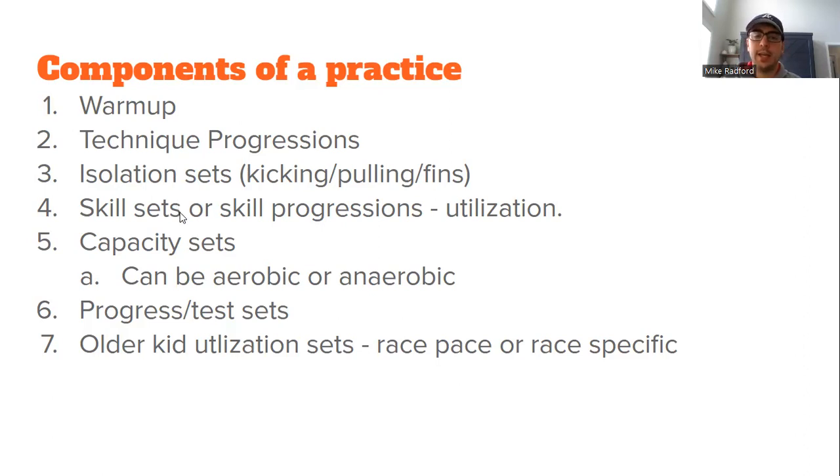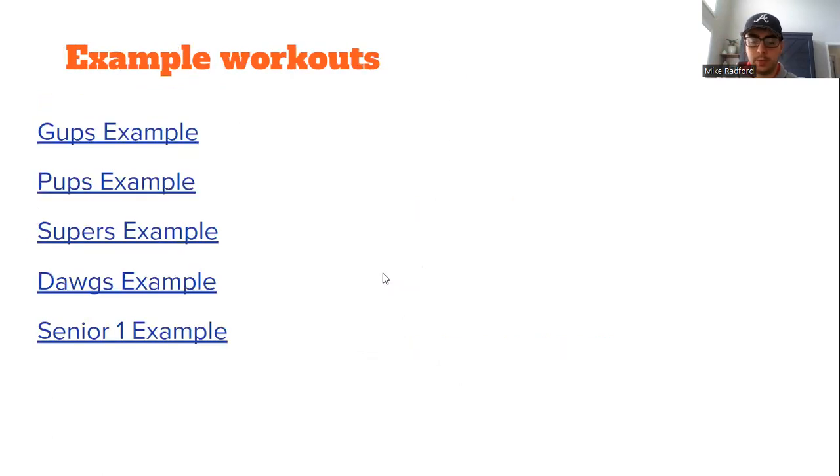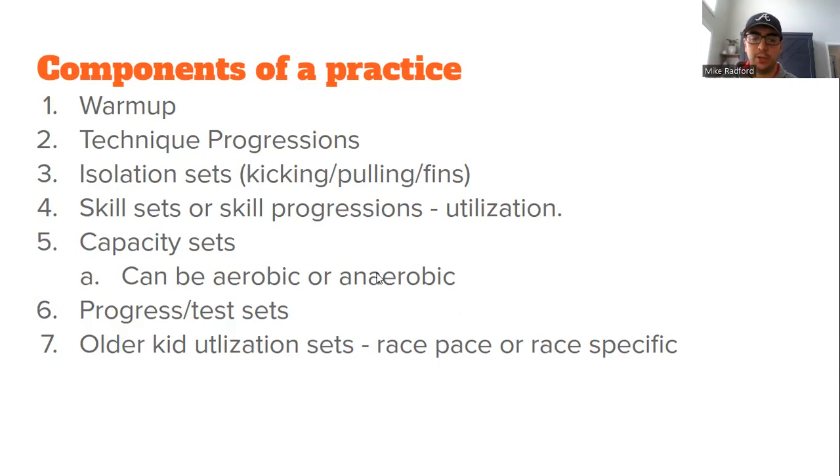There's also skill sets or skill progressions. So this would be like teaching dives or teaching flip turns or teaching underwater dolphin kicking, some sort of racing skill. Then you've got capacity sets, which as I laid out earlier, those are your really hard, really long sets where you're trying to just build their aerobic capacity, basically. And we do a lot of those in the dogs and the seniors. And capacity sets can be aerobic or anaerobic. So there are definitely anaerobic or sprint-based capacity sets, to be sure.